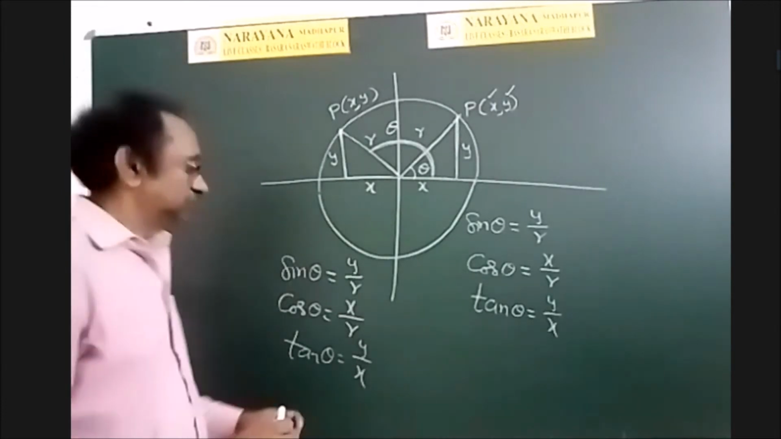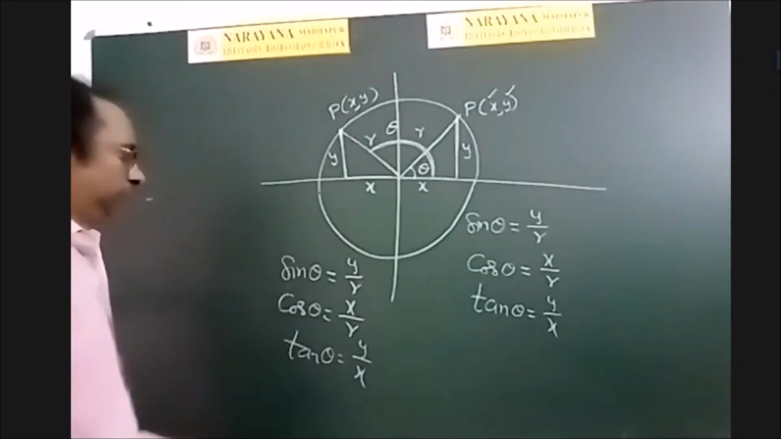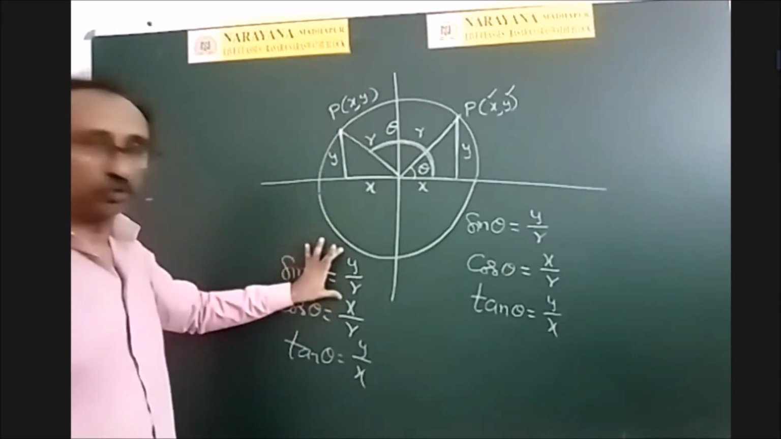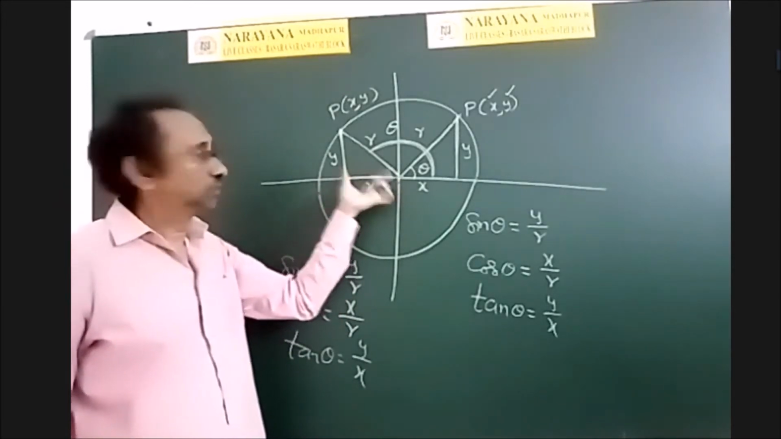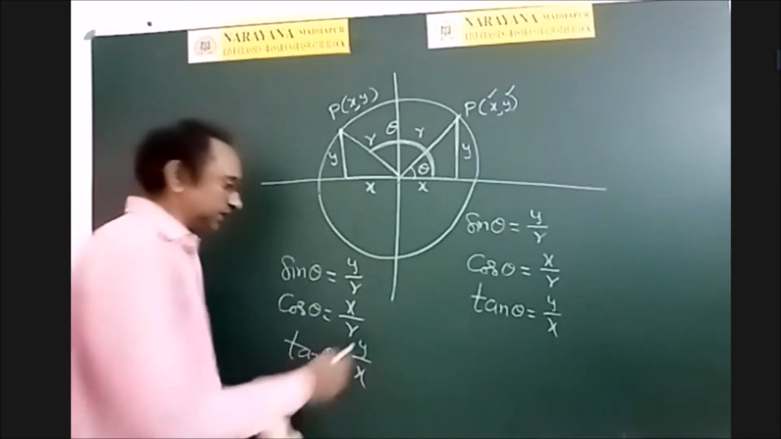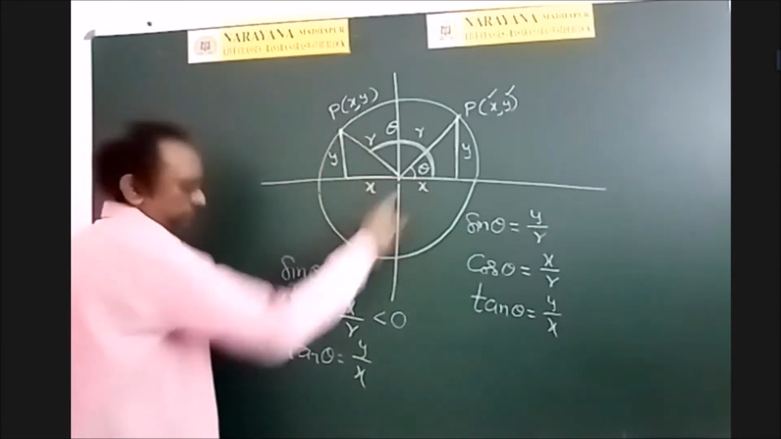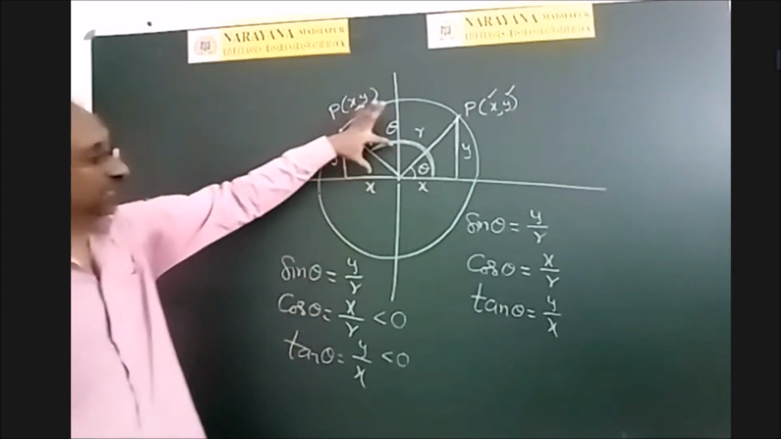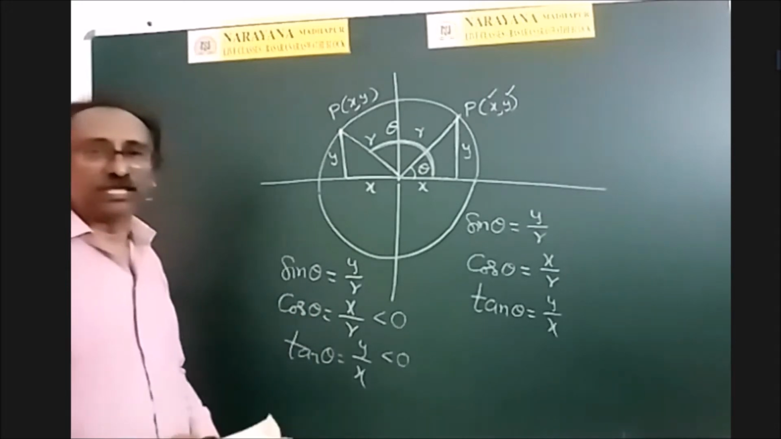Right, see. Sin theta is equal to y by r, which means here y is positive, r is positive. So y by r is positive. Whereas cos theta, here x is negative, r is positive. So cos theta is negative. And y is positive, x is negative, so tan theta is also negative. Therefore, in second quadrant angles, sin theta is positive, cos theta and tan theta are negative.